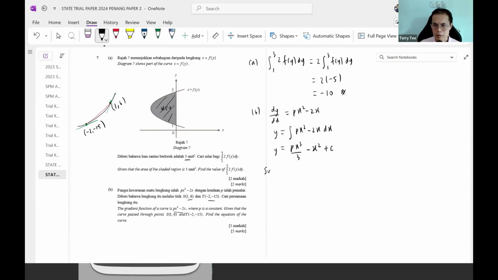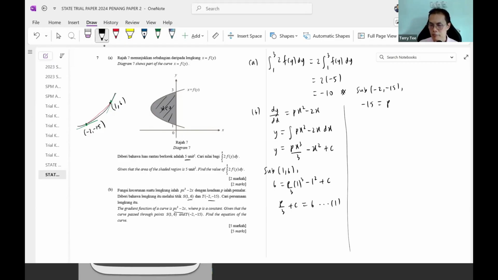Okay, I'm going to sub inside the coordinates one by one. Let's begin with 1, 6. Your y is 6. Your x is 1, right? So this is p over 3 plus 6 equals to plus c equals 6. Call this equation 1. You want to simplify further by multiplying by 3, also can, or just leave it out first. Then I sub in the second coordinate, which is -2, -15. My y is -15. My x is -2. There's another -2 squared plus c, right?